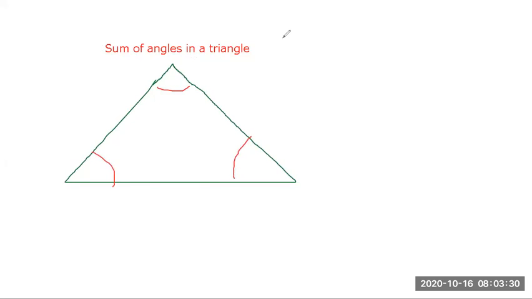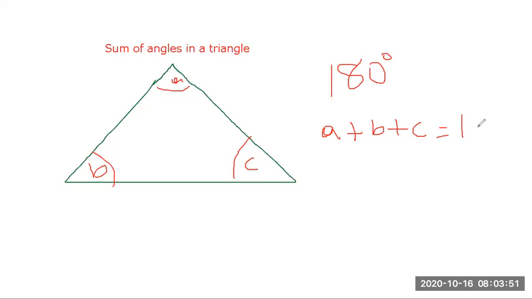All these angles right here should equal 180. So whatever they are, say this is A, B, C, whatever they are, when I add them up, it should equal 180. All right, so let's look at another one.